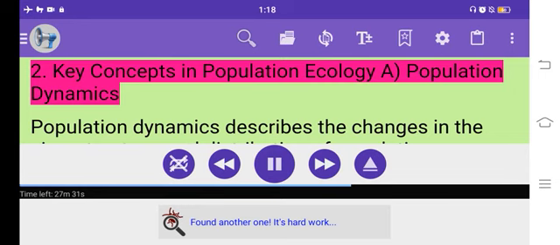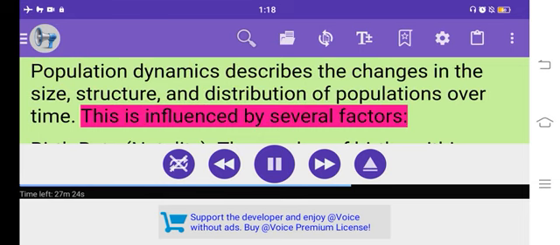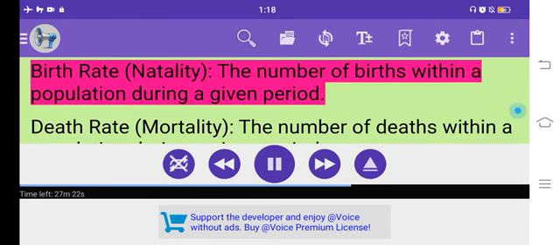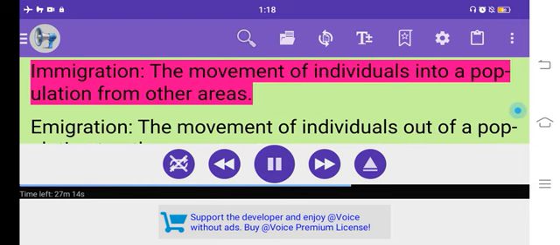A. Population dynamics. Population dynamics describes the changes in the size, structure, and distribution of populations over time. This is influenced by several factors. Birth rate, natality, the number of births within a population during a given period. Death rate, mortality, the number of deaths within a population during a given period.